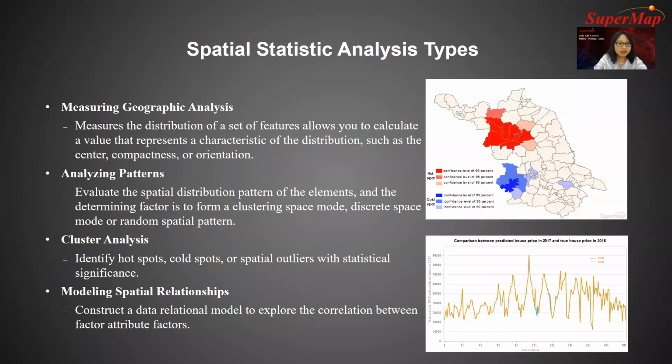And the third one is cluster analysis. This is much easier to understand: the hotspot analysis, often based on a set of weighted features. So it can solve problems like where the clusters are, and where the cold spots and the hot spots are. Just like this picture says, the red regions are the hot spots and the blue areas are the cold spots. And the last one is modeling spatial relationships.